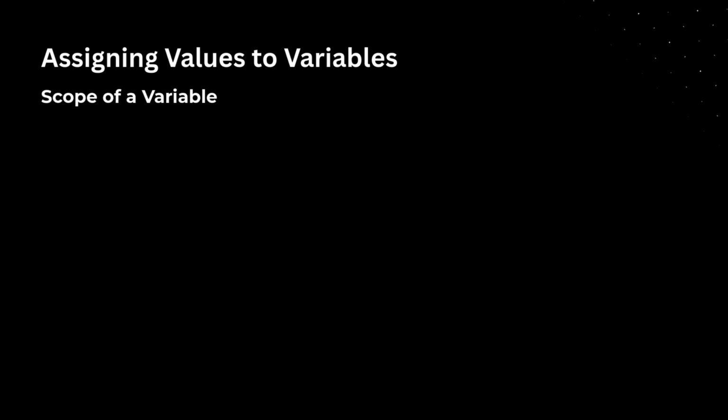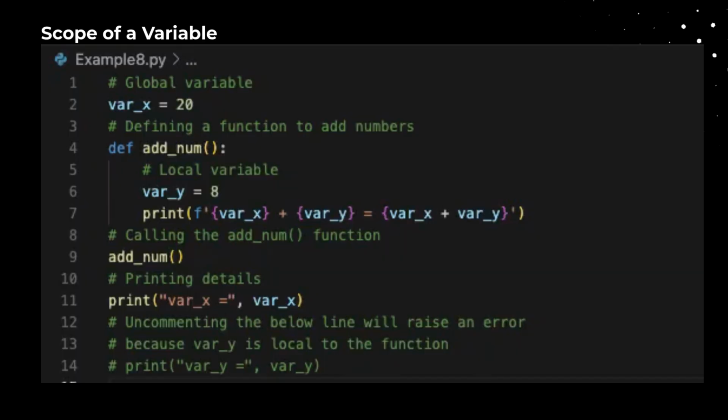Let us see the scope of a variable. In Python, the scope of a variable refers to the region in the program where it can be accessed. Variables declared outside of any function have global scope, meaning they are accessible throughout the program. Variables declared inside a function have local scope and can only be accessed within that function.